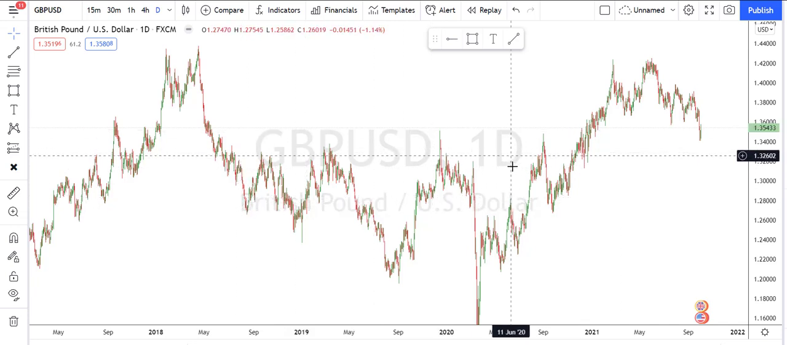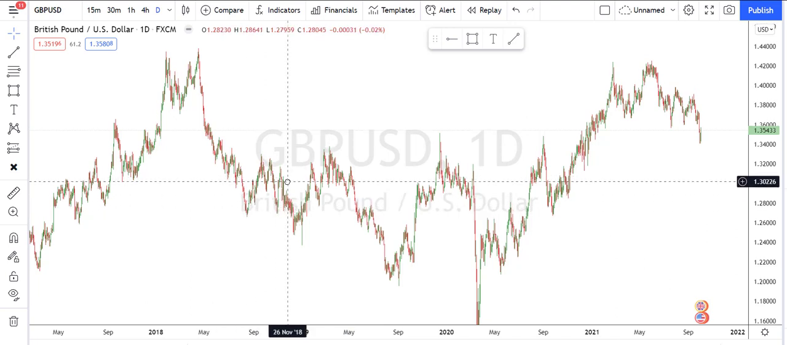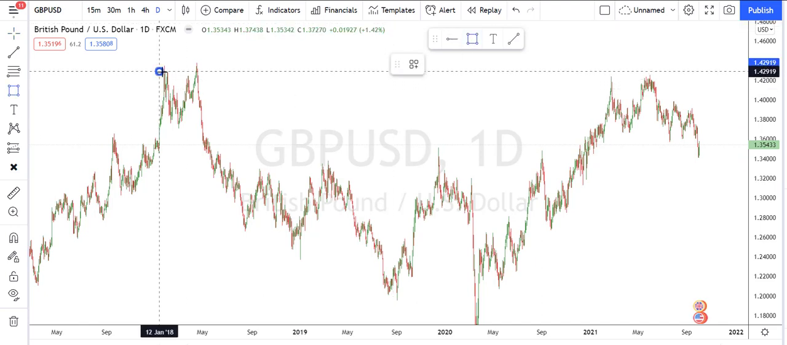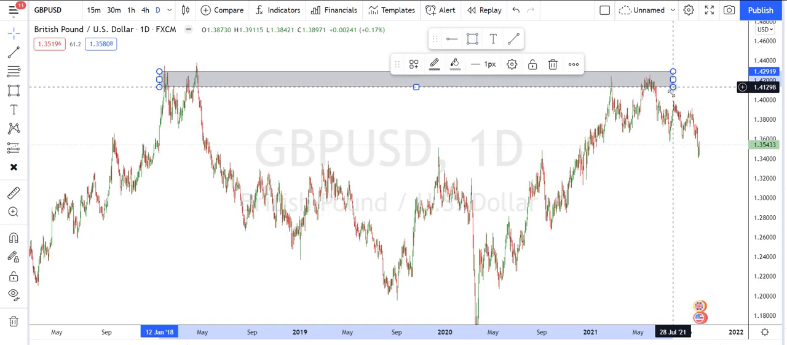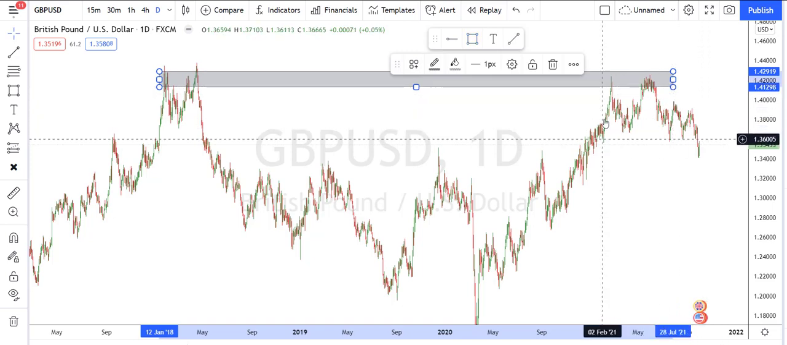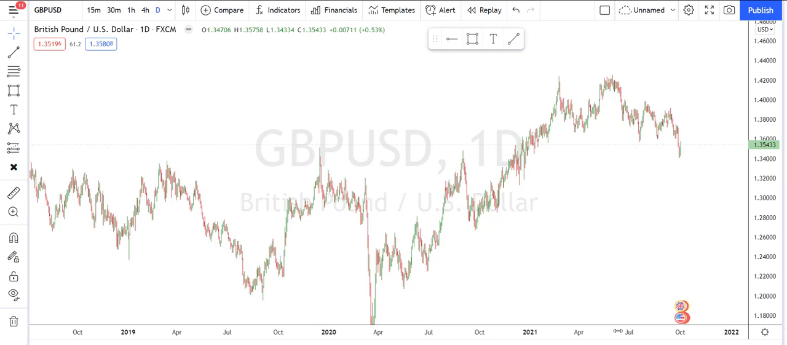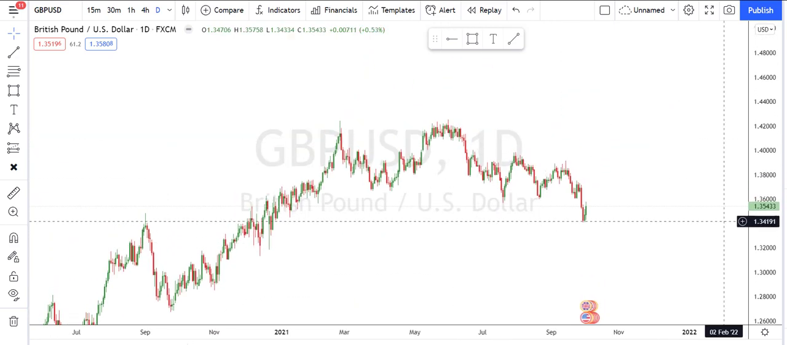So at the moment I'm in the daily time frame of GBPUSD, as you can see, and we can see that price actually created a strong resistance in the long term right here, and price consolidated in this area. Now if you look closely in this area right here, we can see that this is actually the latest structure of price in the daily.